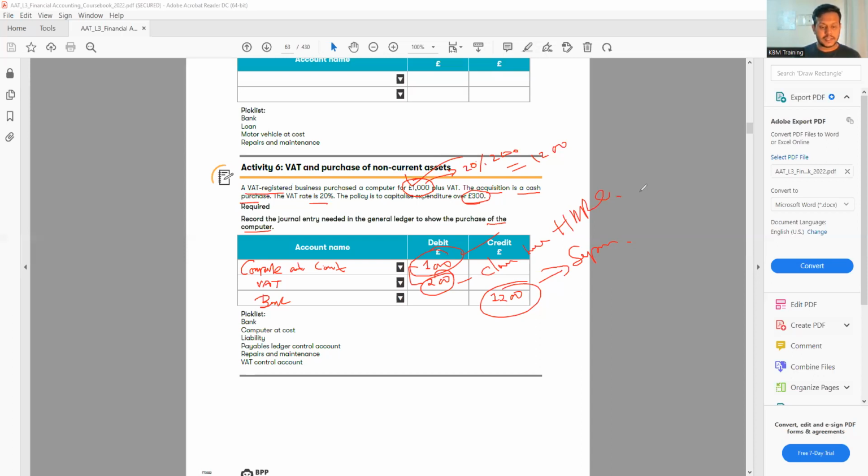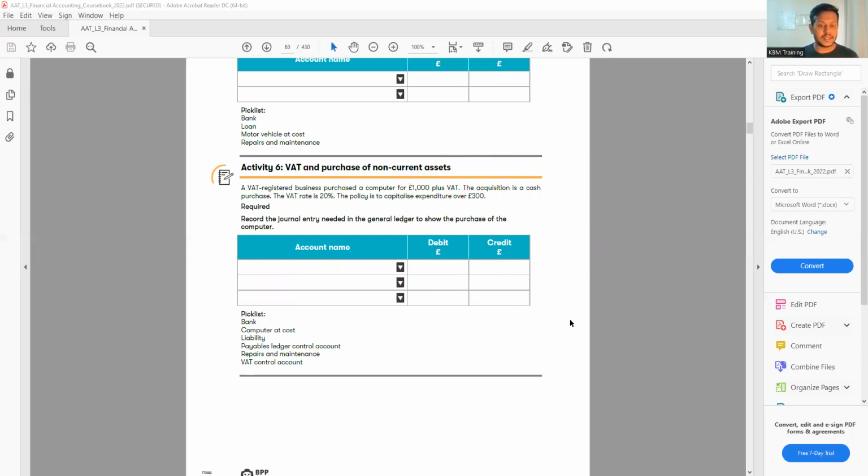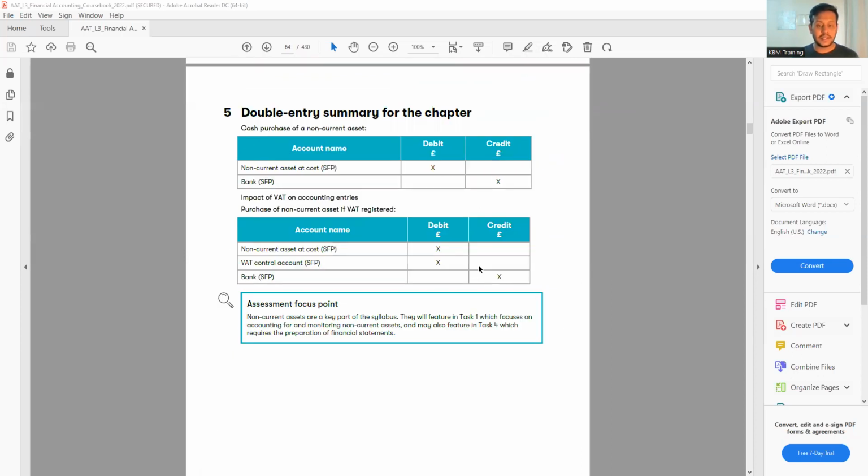All right, I think this is the end of our chapter number 3 for the cost or purchase of non-current asset. We don't have much here. We can see double entry, so you need to memorize this sort of double entry for your exam. So you need to make sure you revise it and you memorize it.